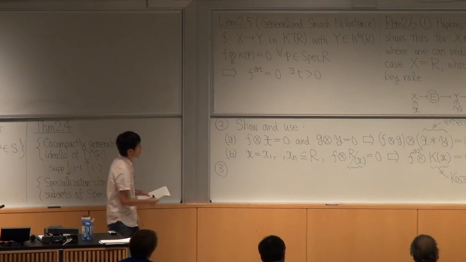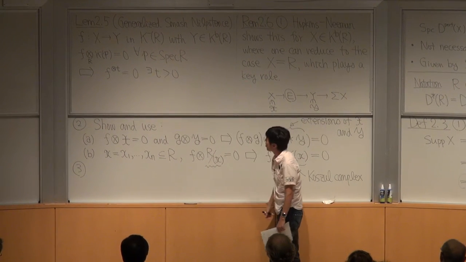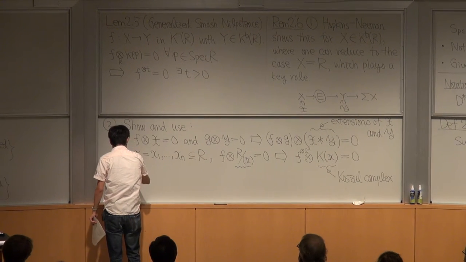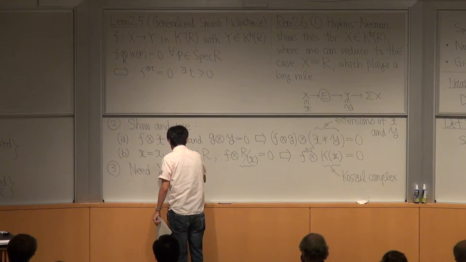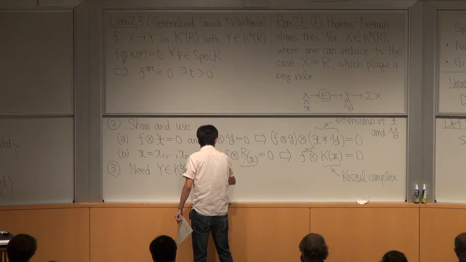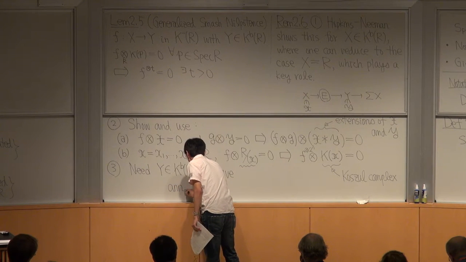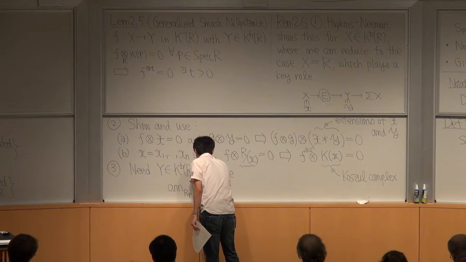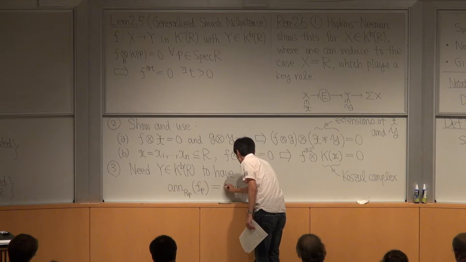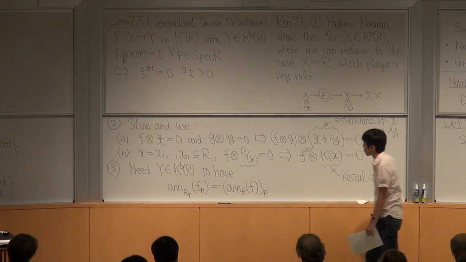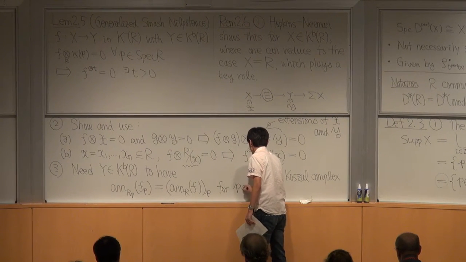And also, maybe you may wonder where this assumption, y being in KBR, is necessary. So this assumption is used for the following. We need this assumption to have this property: the annihilator of R_p of F_p is equal to the annihilator of F over R, localized at p, for each prime ideal p of R.